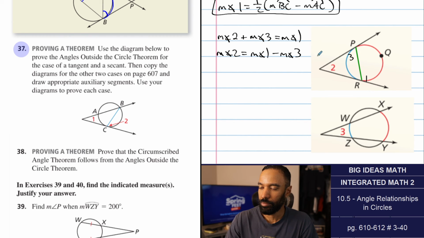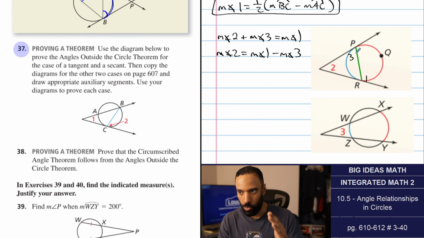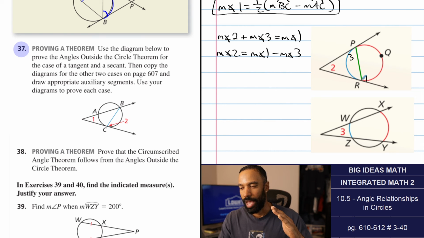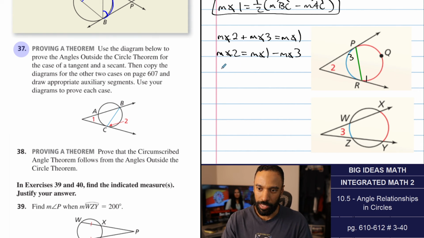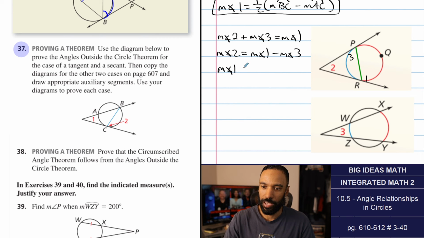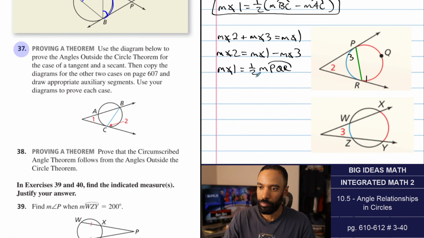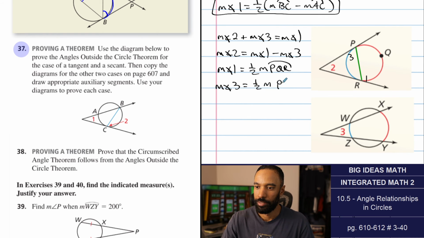Okay. So subtracting those. Now let's write measure of angle 1 as half of... Yeah, that's the thing. So half of this. That's why they need the Q. Measure of angle 1 is half the measure of arc PQR, and the measure of angle 3 is half the measure of arc PR.